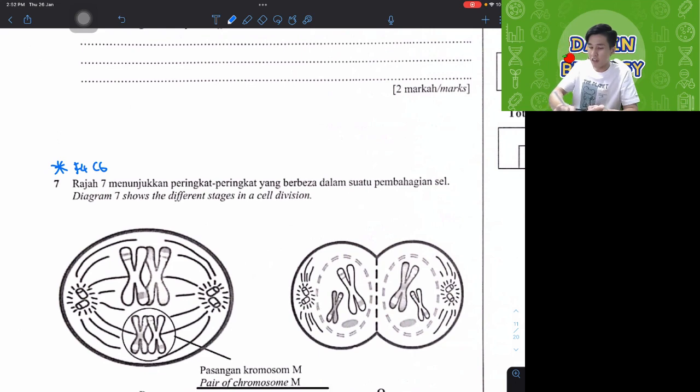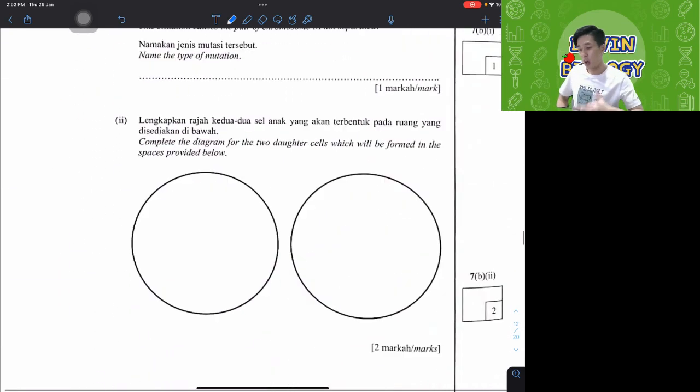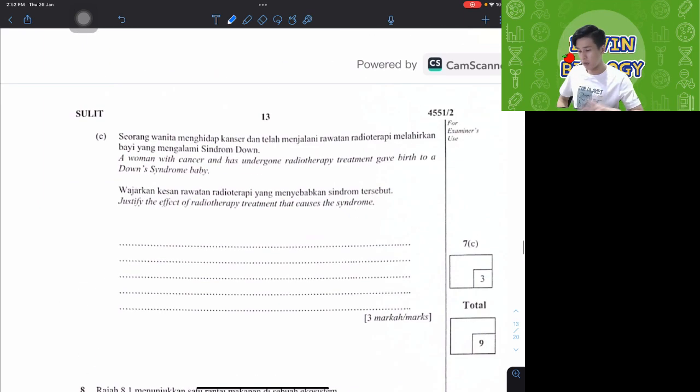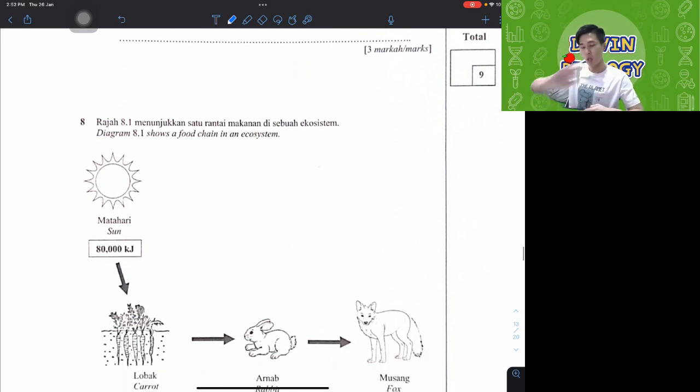This is Form 4, Chapter 6, Cell Division, Mitosis, Meiosis. This year, I don't really expect this question to come out, so I think you can practice this yourself. It's quite an easy question, so I leave it to you. Any question, you can always DM me or comment below. Answers are already provided, but I only have BM, but the English one you should be able to do yourself. I trust you on that.